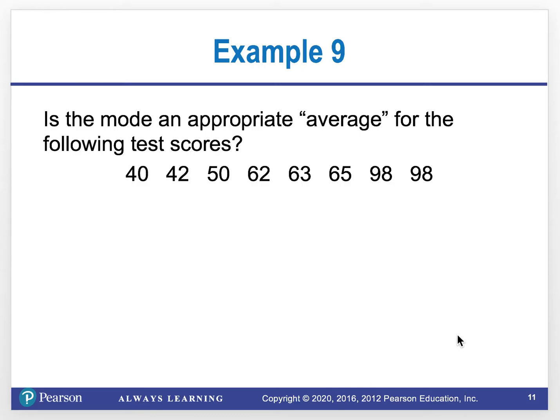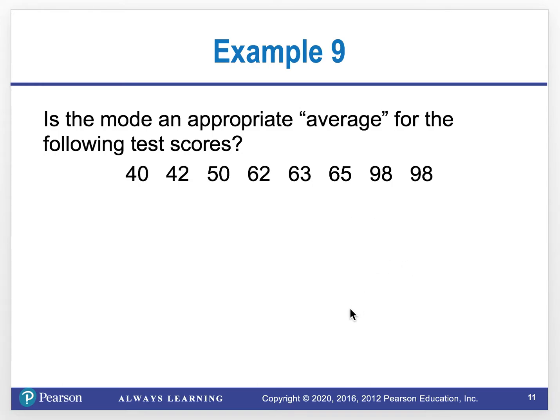Okay, is the mode an appropriate average for the following test scores? Okay, 40, 42, 50, 62, 63. The mode is 98, the only one that occurs most often. And for the most part, not 100% of the time, but for the most part, if you're asked this question, it's nearly always going to be no.